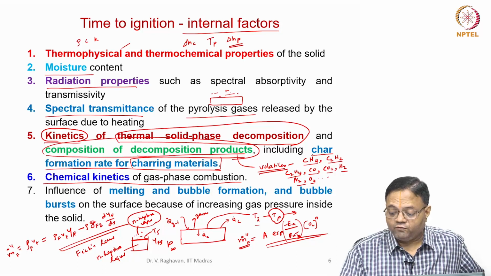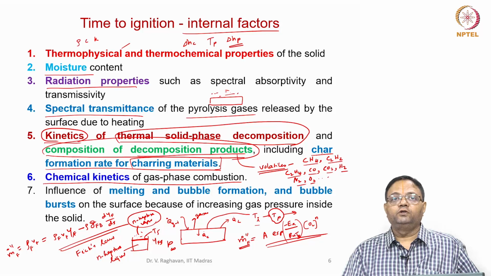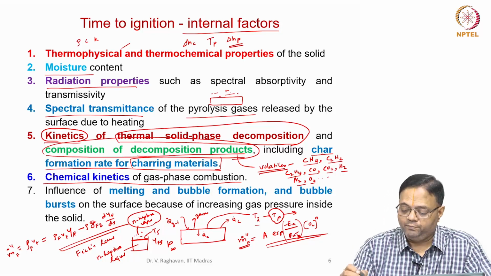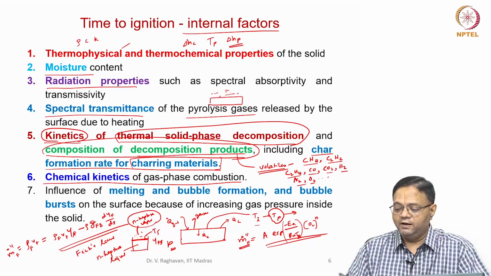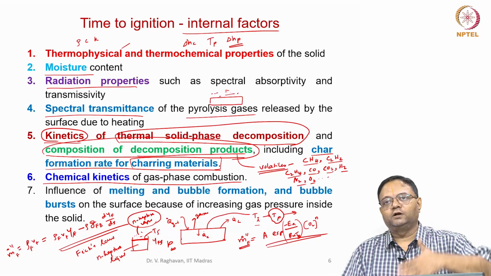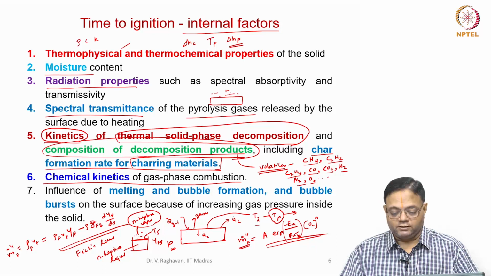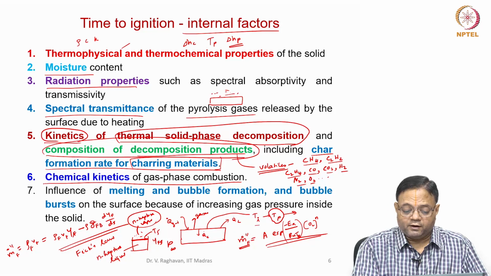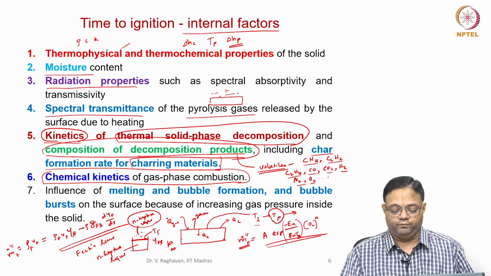So, the char formation will also affect the decomposition of the solid or the volatile release. I will come to that a little bit later, because when char is formed, the char can be heated to higher temperatures. Again, the volatile which is coming through that char layer can be heated up and the composition can change. Okay. So, then the next point is the chemical kinetics of the gas phase combustion.